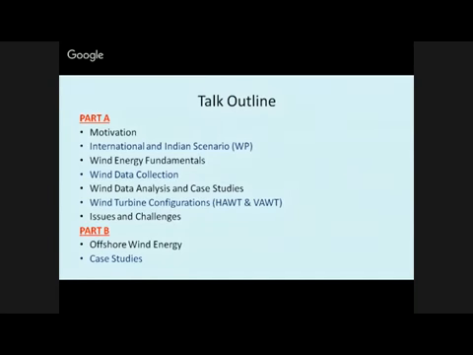In Part A, I will cover the motivation behind wind energy, then the international and Indian scenario related to wind energy, a couple of wind energy fundamentals, and how to collect the wind data. Besides this, I will include a couple of case studies which I have done, and the existing technology related to wind turbine configurations, that is, horizontal axis wind turbines and vertical axis wind turbines, and further, the recent issues and challenges related to the development of wind energy.